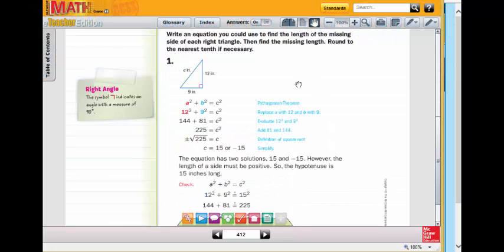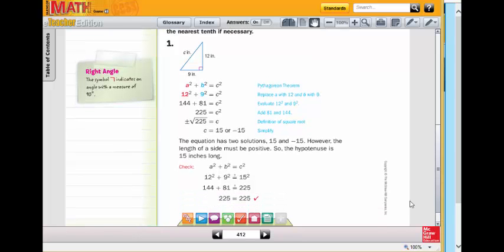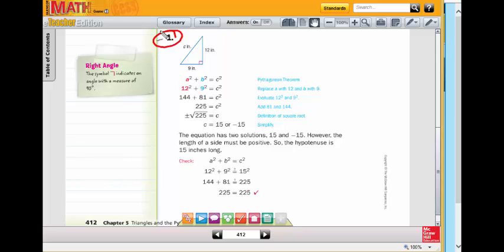Okay, let's take a look at example number 1. It says, write an equation you could use to find the length of the missing side of each right triangle. Then find the missing length. Round to the nearest tenth if necessary. So remember, we're going to round to the nearest tenth. I'm going to scroll this a little bit so that we can see our full problem here, and then we'll start talking about it. So let's take a look at problem number 1.